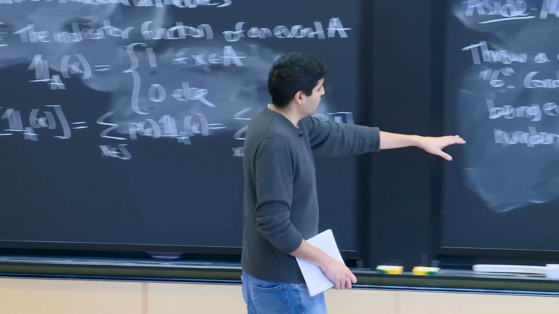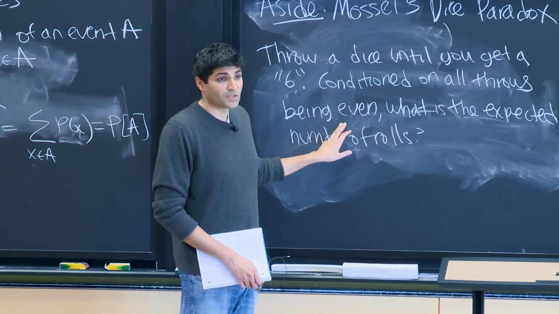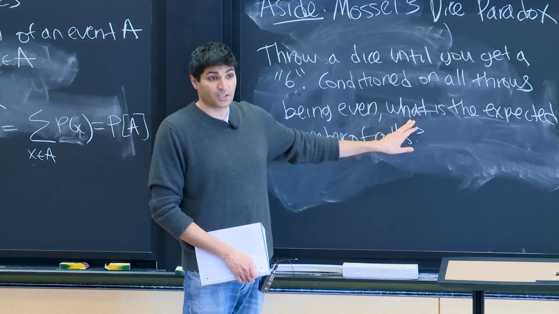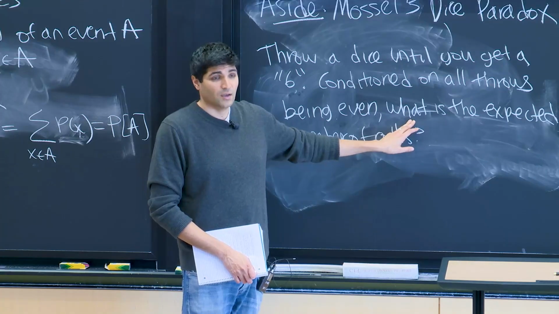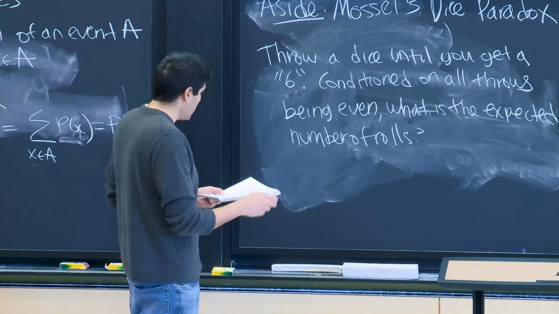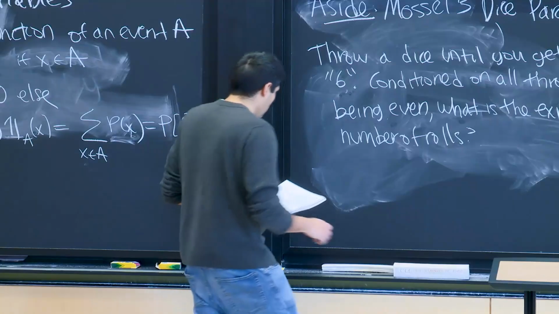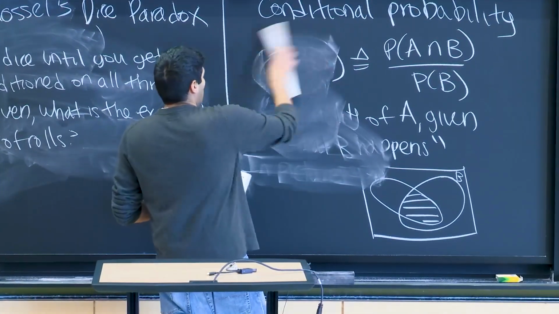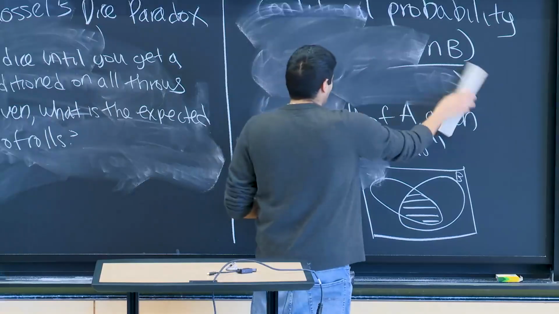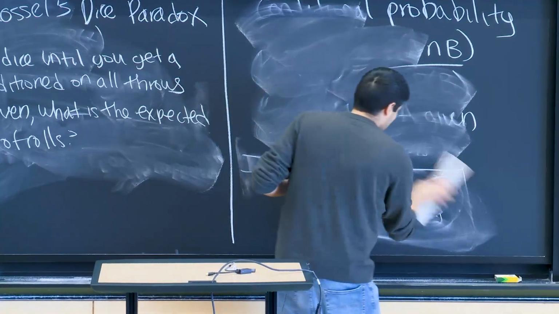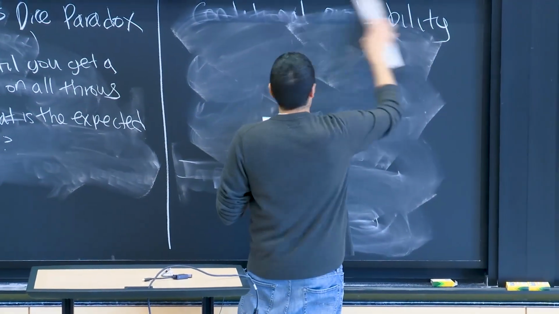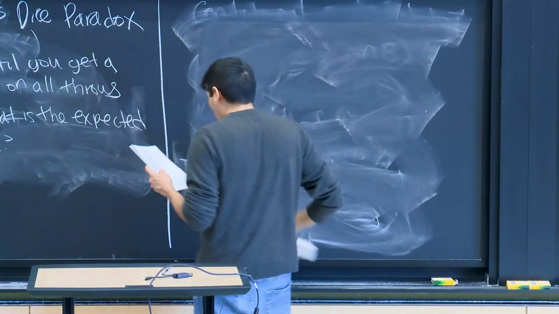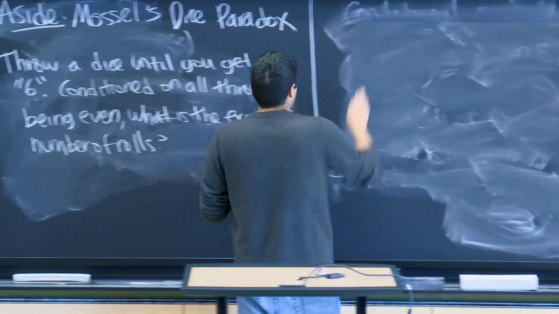And now, telling you that I only got even throws, I'm asking you how that changes your expected number of rolls. So it turns out that there's a very natural way to try and answer this question. And almost everyone who sees this the first time gets it wrong the same way. It's amazing. So there's one argument that leads you to the wrong answer.